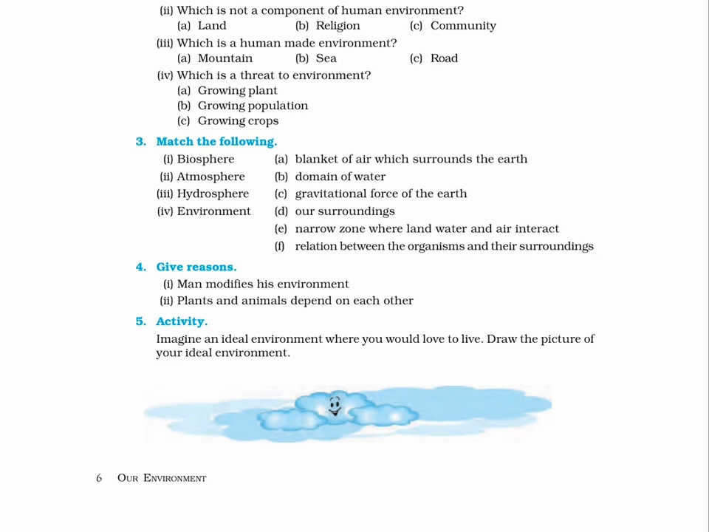4. Give reasons. Part 1. Man modifies his environment. Part 2. Plants and animals depend on each other. 5. Activity. Imagine an ideal environment where you would love to live. Draw the picture of your ideal environment. The chapter 1 of total 9 chapters of the book ends here.